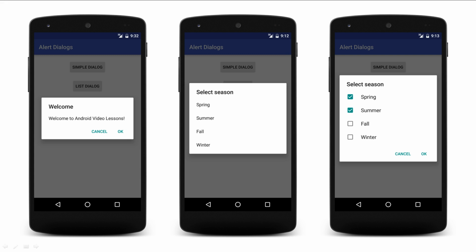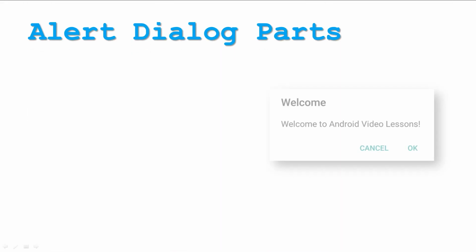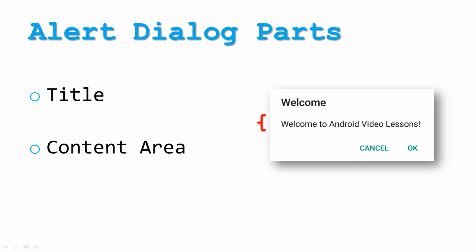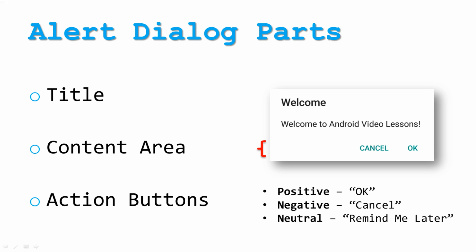The AlertDialog object extends the Dialog class to allow you to build a variety of dialog designs. An AlertDialog has three parts: a title for the content, which is optional; a content area, which can display a message, a list, or custom content; and action buttons, which are limited to a maximum of 3 types. The 3 types of buttons allowed are positive, used for accepting the dialog action; negative, used for canceling the action; and neutral, which is not accepting the action or canceling it, but still proceeding ahead.